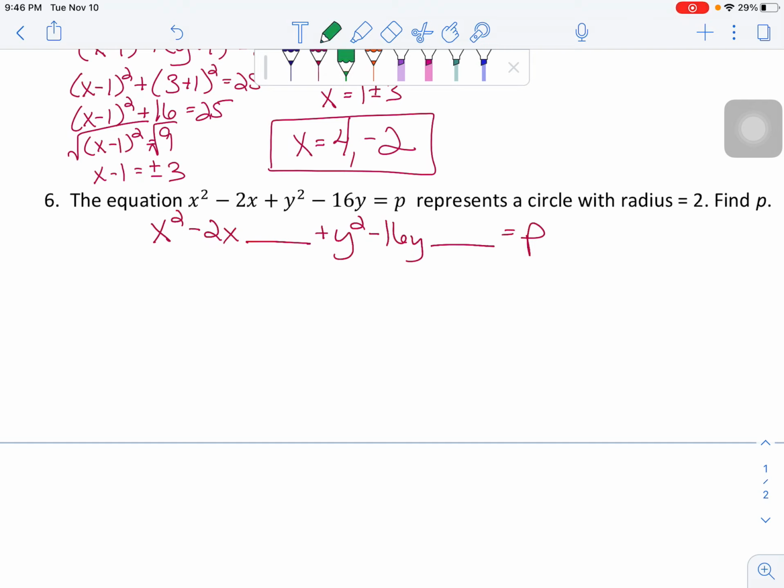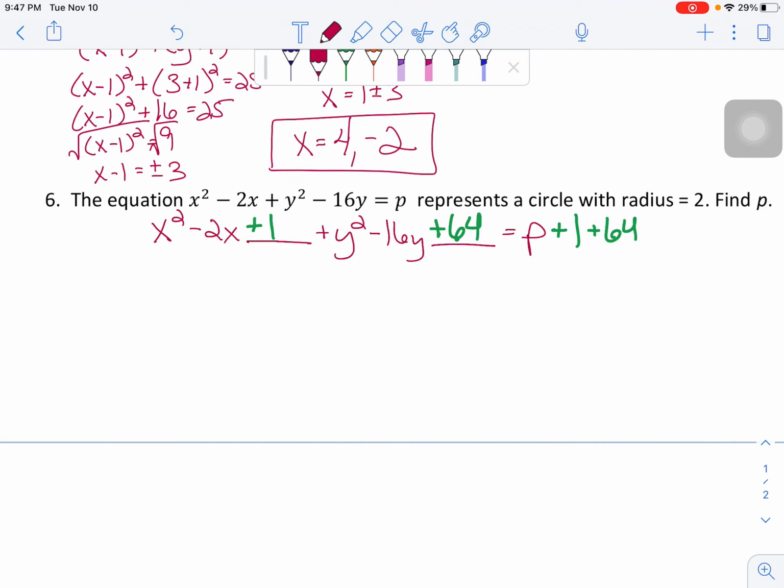So for x, half of negative 2 is negative 1. Negative 1 squared is positive 1. So I'm going to go ahead and add 1 to the right side to keep the balance. The y values here, we're going to go ahead and chop negative 16 in half, so that's negative 8. Negative 8 squared is positive 64. So I'm going to go ahead and add 64 to the right side as well. If I do a quick rewrite here, we would have (x minus 1) squared plus (y minus 8) squared is equal to p plus 65.